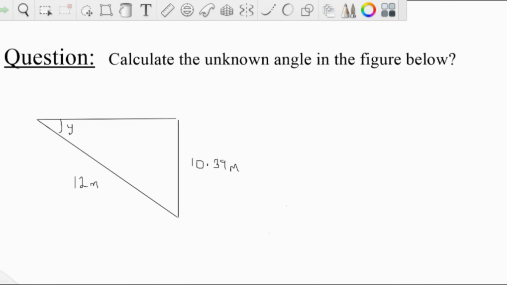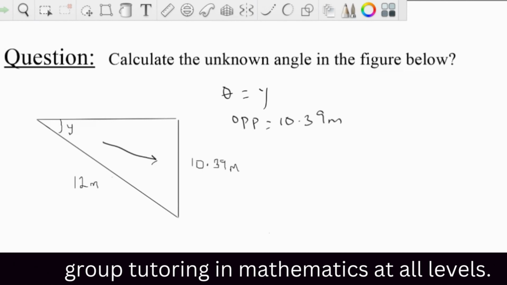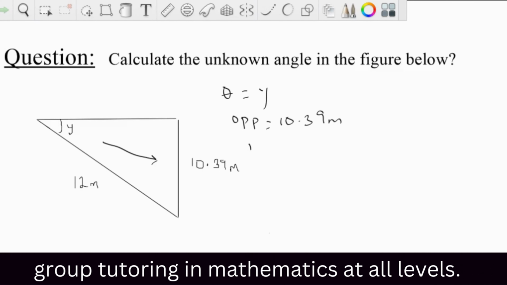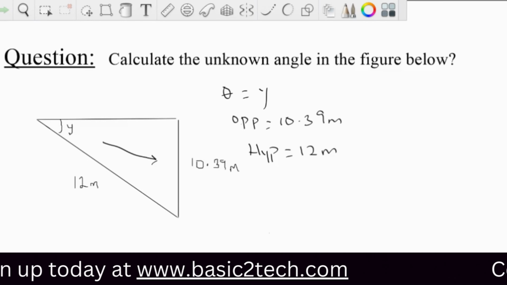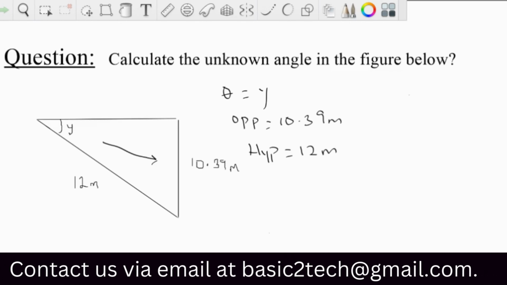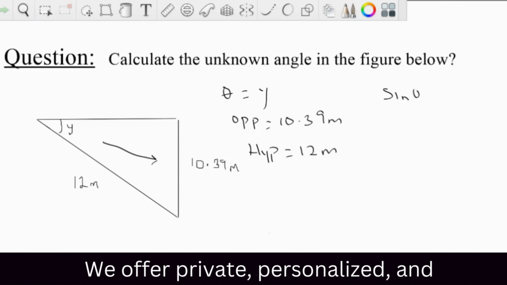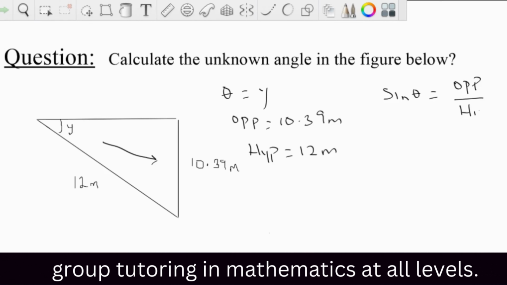One more question is this. Again, our angle is unknown. The side facing the angle is our opposite. So my opposite is given to me as 10.39 meters. The longest side is the hypotenuse. So my hypotenuse is given to me as 12 meters. Again, look at this. We have opposite, we have hypotenuse. That should be the sine ratio. So therefore, we use sine theta equal to opposite over hypotenuse.